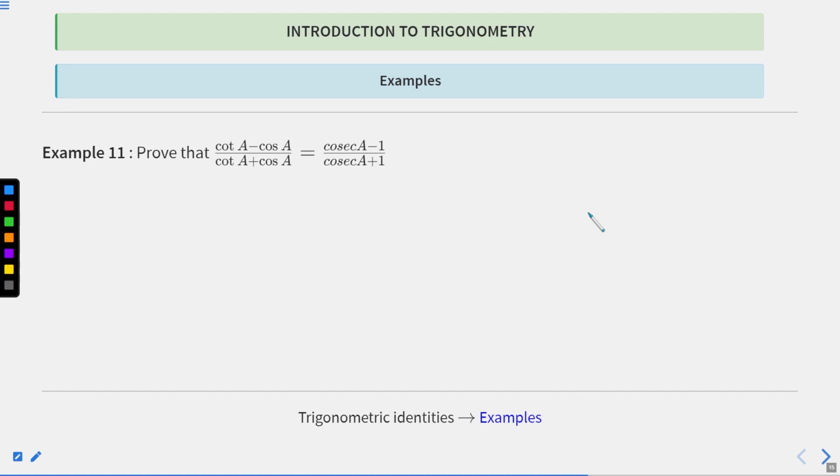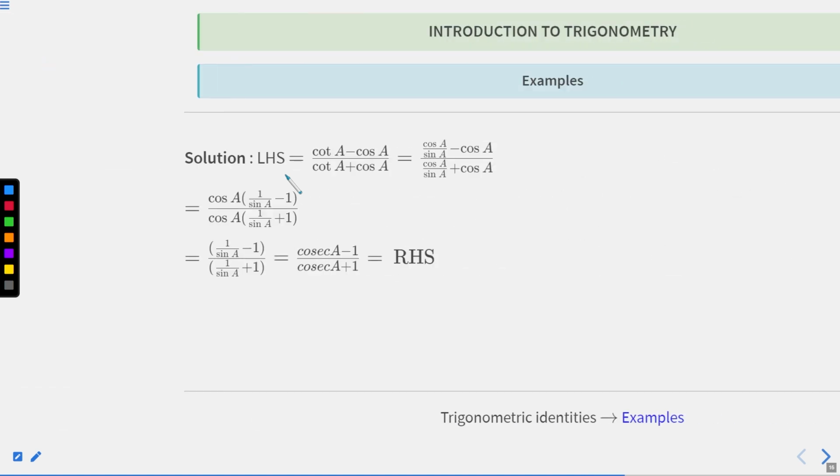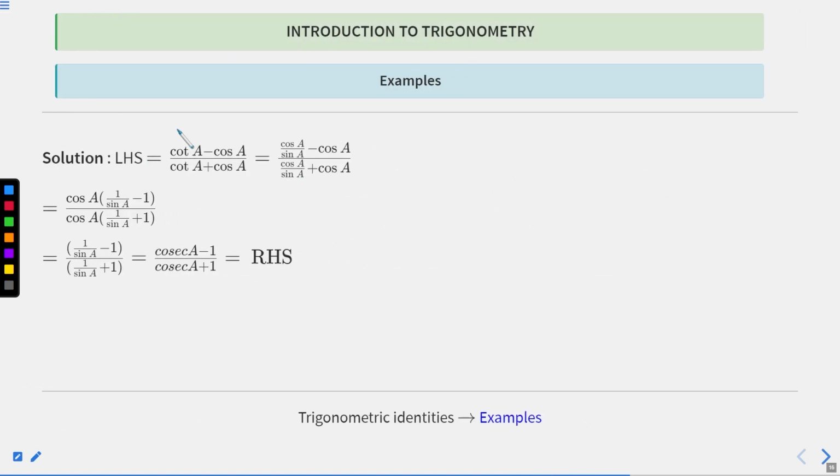So in the next example, we have to prove that cot a minus cos a divided by cot a plus cos a is equal to cosec a minus 1 divided by cosec a plus 1. Okay, so here we have to simplify the left hand side and the right hand side. In the left hand side we have cot a minus cos a divided by cot a plus cos a, and we know cot a is equal to cos a by sin a. So we can write this as cos a by sin a minus cos a, divided by cos a by sin a plus cos a.